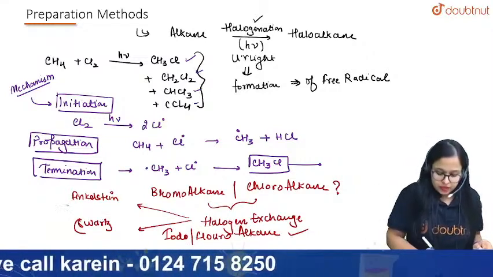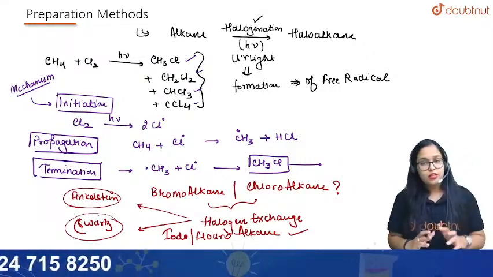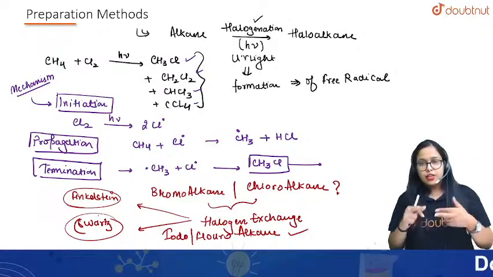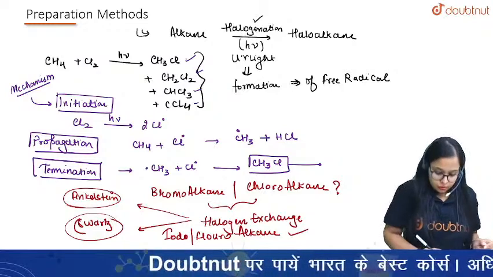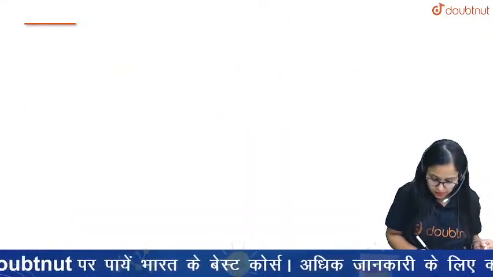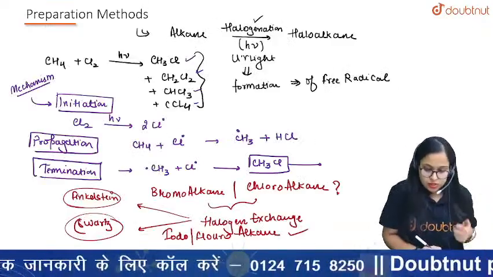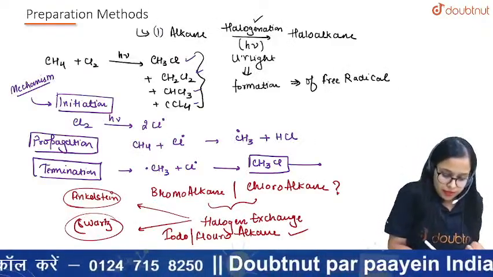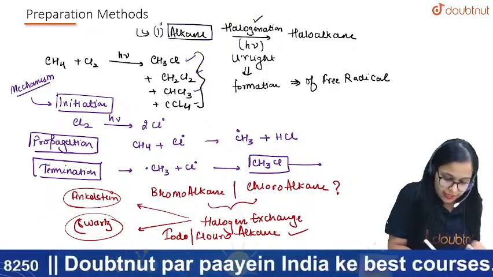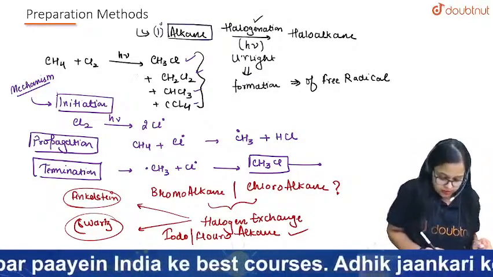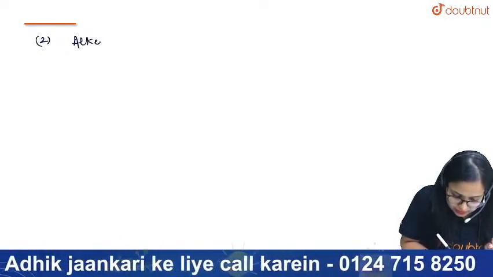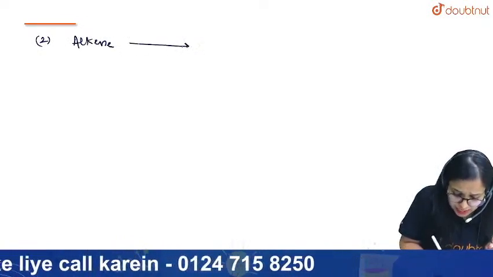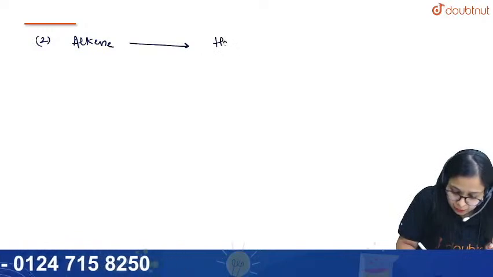So this is what we are going to focus on today. We'll be doing the Finkelstein reaction and the Swarts reaction, and thereafter we'll do the preparation of haloalkanes from alcohols. So this was the first method, where we prepared haloalkanes from alkanes. Now it was the time for the second part. We have used alkenes in preparing haloalkanes.